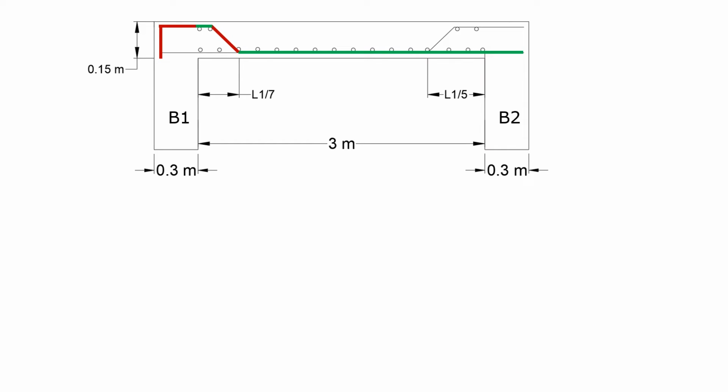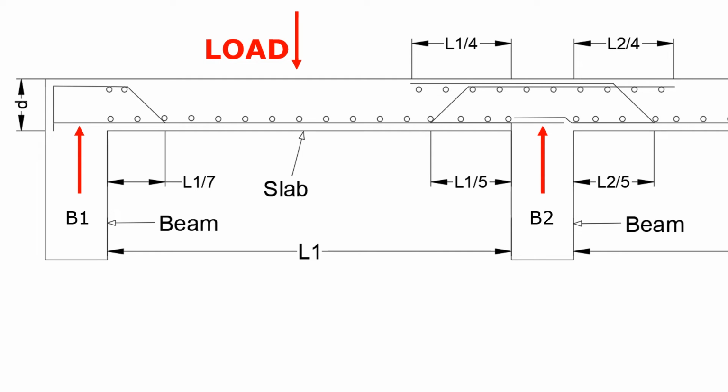To counter these moments, we will have to provide steel at this position. The bars are bent near the support normally at an angle of 45 degrees. In the above image, you can see how the bent up bars are provided in the slab. The slab is supported at two ends.